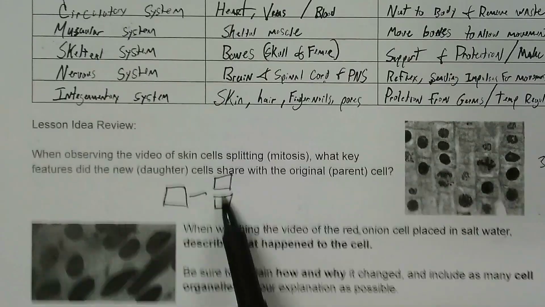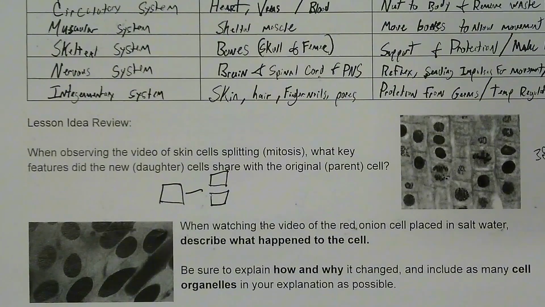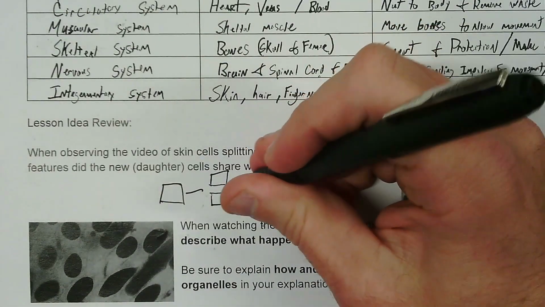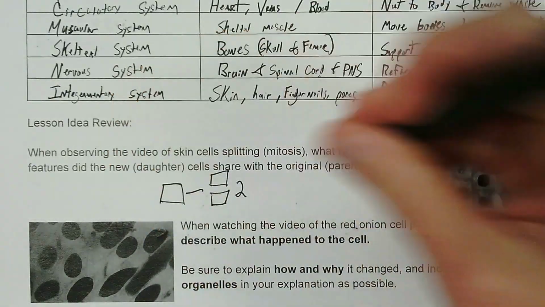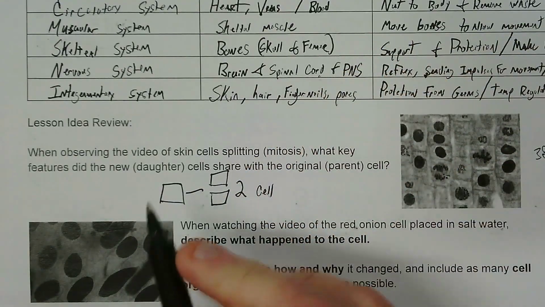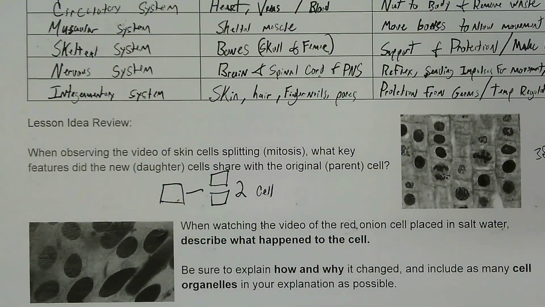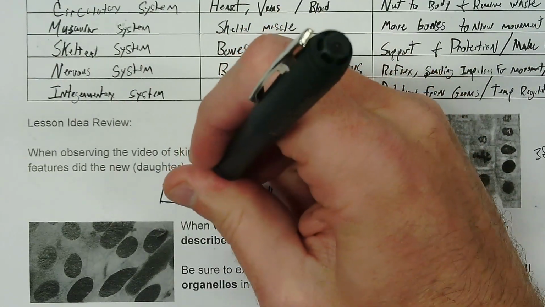The daughter cells, what do they share in common with the parent cell? What does mitosis produce? And we'll talk a lot more about mitosis. Get excited. What does it produce? Yeah, it produces two of the original cell. Two cells that are exactly like the parent cell. It makes two skin cells that are exactly the same. It's not going to make a skin cell and a muscle cell. It makes two cells that are exactly the same.